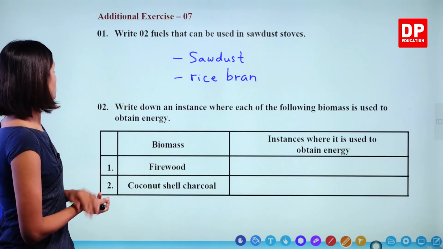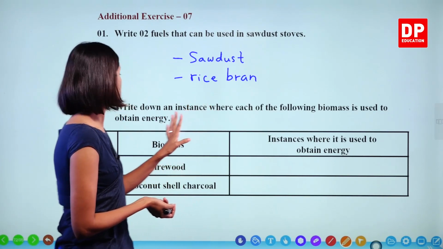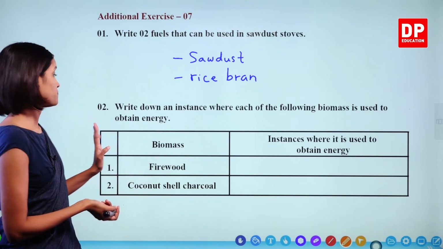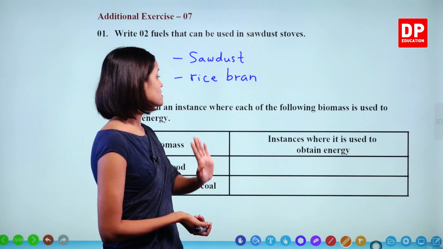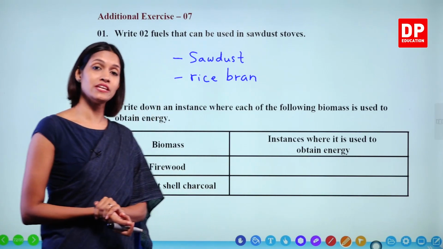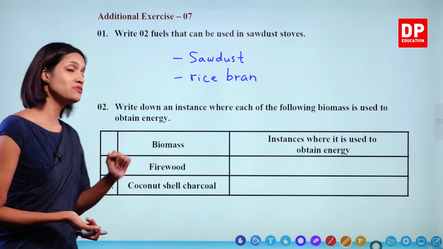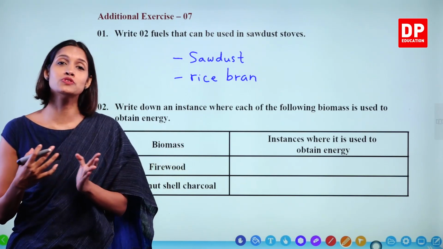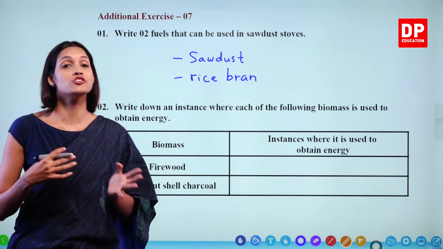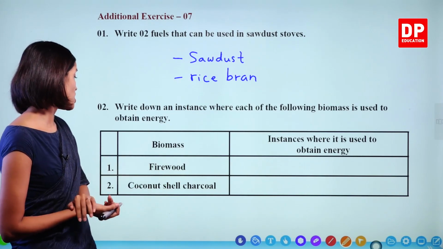Right, number 2. Write down an instance where each of the following biomass is used to obtain energy. Here this side biomass is given, this side instances where it is used to obtain energy, right? Firewood, we can burn firewood and heat energy is produced. This heat energy can be used to heat water and to cook food. We learned all these things. What about coconut shell charcoal?